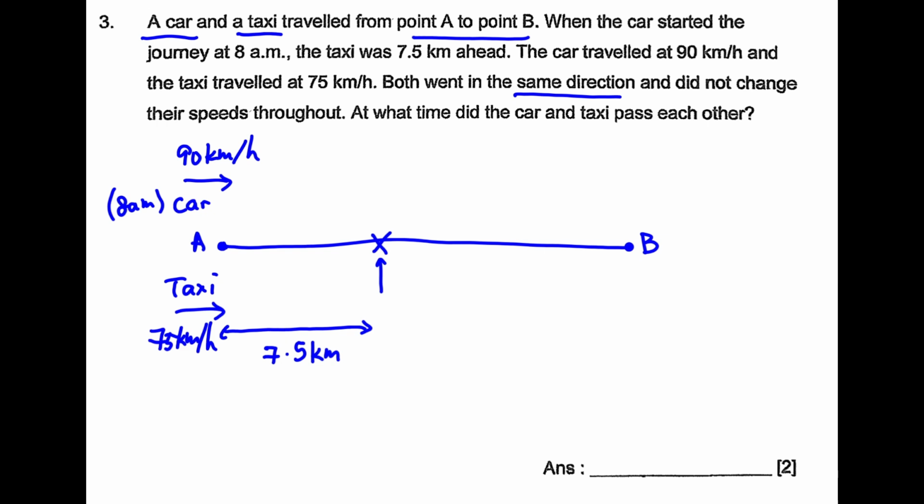First, in order for the car to catch up with the taxi, the car has to travel faster. And we know that the car is 90 km per hour and the taxi is 75 km per hour. We want to know how much faster the car is traveling than the taxi every hour. So 90 minus 75 is 15, that's the difference in the speed, 15 km per hour. So every hour the car can travel 15 kilometers faster.